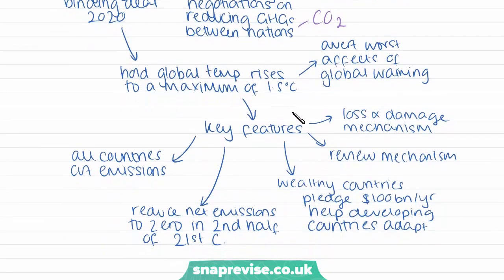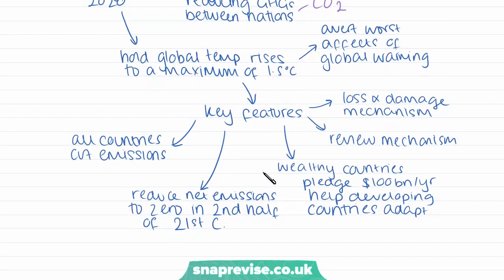So the key features of this deal made at the UN Paris Climate Summit in 2015 were that all countries will voluntarily cut their emissions. There will be a long-term aim to reduce net emissions to zero in the second half of the 21st century. Alongside this, the wealthy countries will pledge $1,000 billion a year to help developing countries adapt to the specific requirements of cutting emissions. This is because a lot of the time, developing countries don't have the same technologies that richer countries do, which are less polluting. So they're still using more polluting forms of technology. So the richer countries have decided that they're going to help the developing countries to reduce their emissions by pledging this money to them.